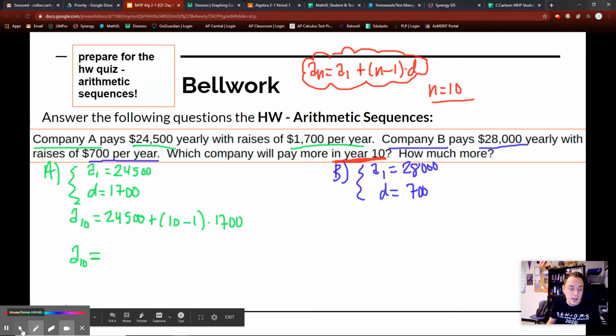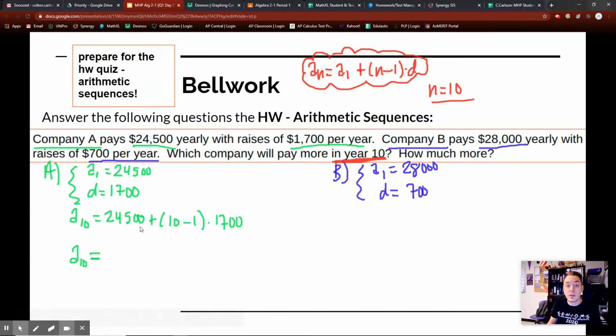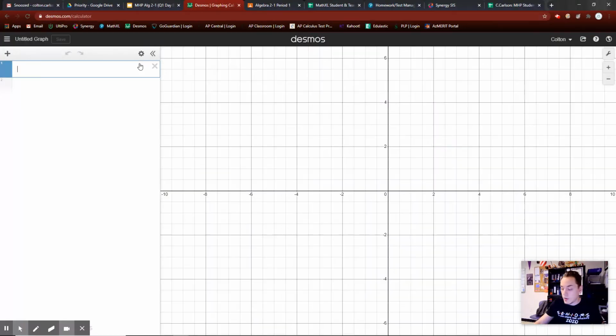Okay, so let's get started. 24,500 plus 10 minus 1 times 1,700. So I'm going to do that. 24,500 plus parentheses 10 minus 1, and then I'm just going to add parentheses here. We had $1,700, right? Notice how they actually give me the whole problem here. This is company A, and they give me the whole thing. So I can literally just type that in exactly how I see it in Desmos, and it calculates it for you. So what's my answer? 39,800.